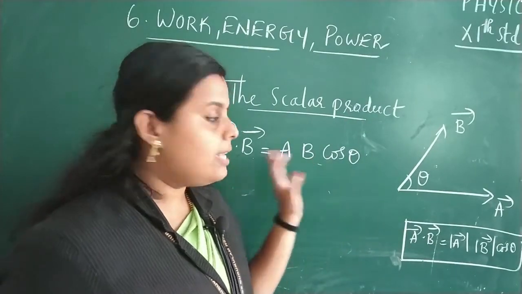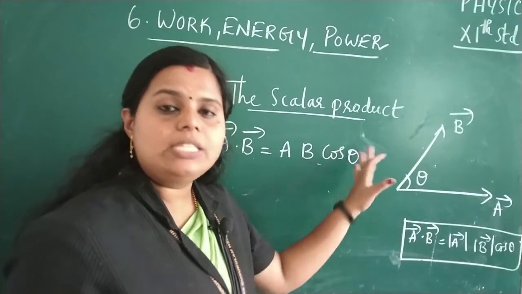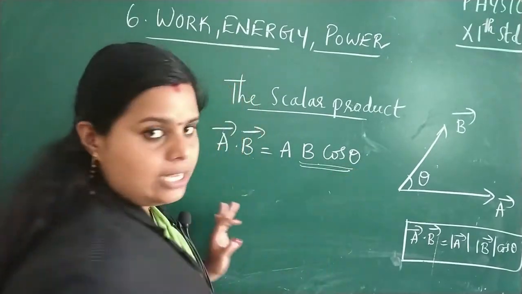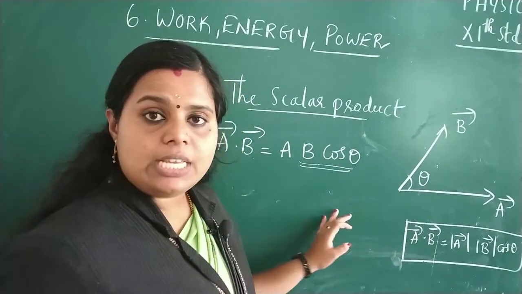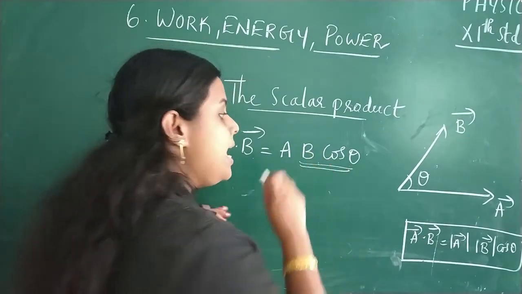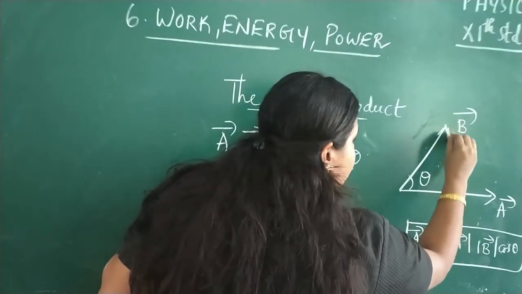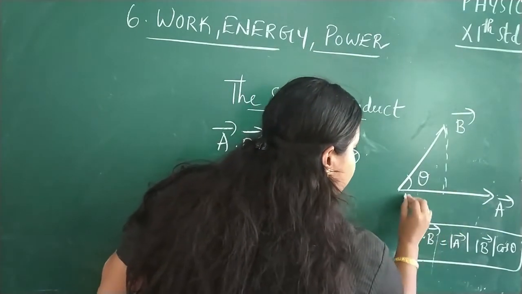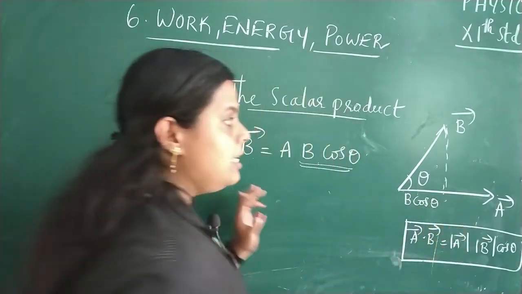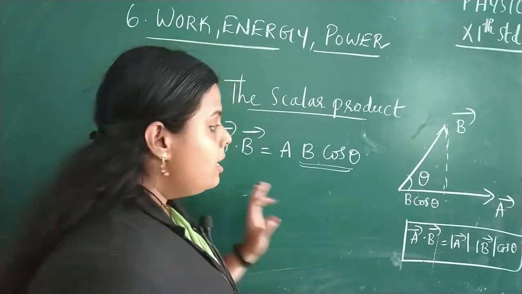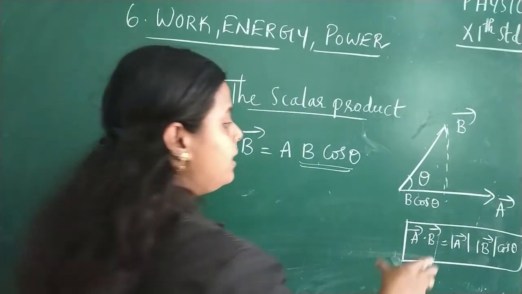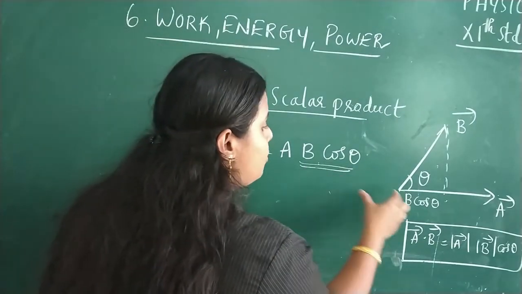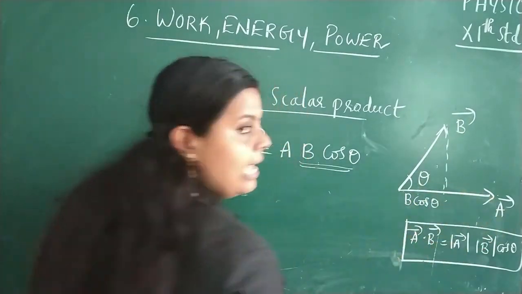What is it actually? This A dot B is equal to AB cos theta. So listen children, geometrically this B cos theta is the projection of B onto A. B cos theta is the projection of the vector B that lies in the direction of A. That is what we call B cos theta. The projection of B in the direction of the vector A, that is A dot B. B cos theta is the projection of the vector B onto A.